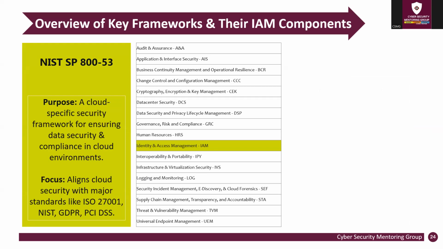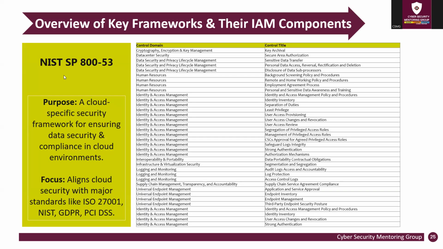This is the Cloud Controls Matrix. Yes, the Cloud Controls Matrix has, I think, 17 domains. And immediately you will see identity and access management. Again, I am saying that identity is so important that there is no cybersecurity framework or control framework that can survive without identity.